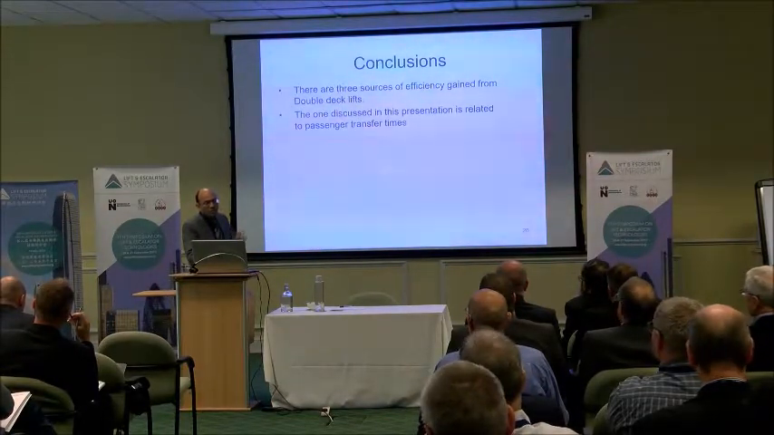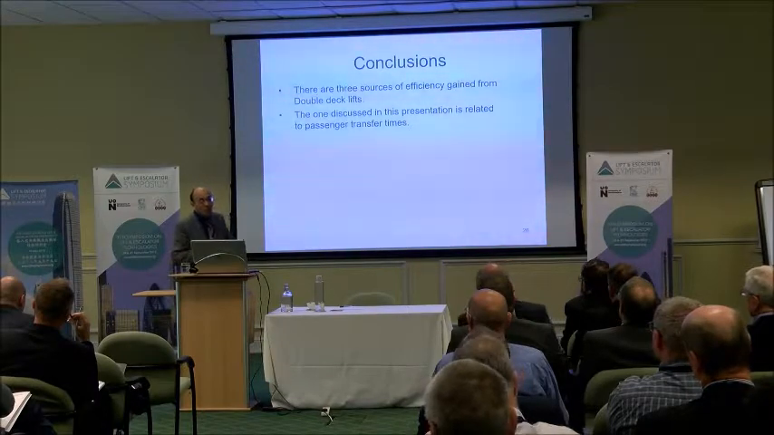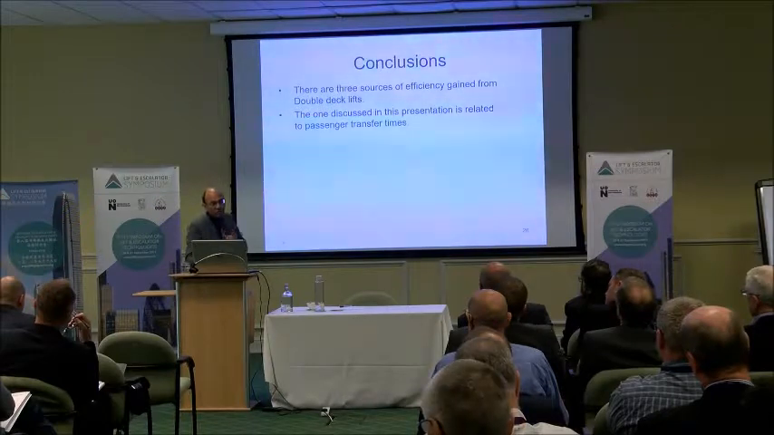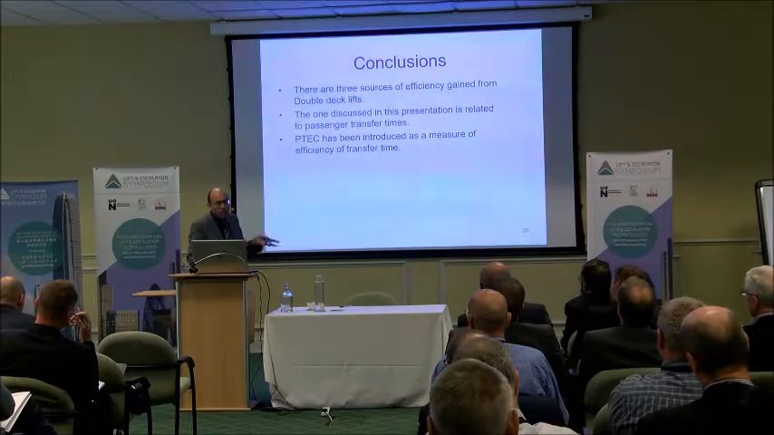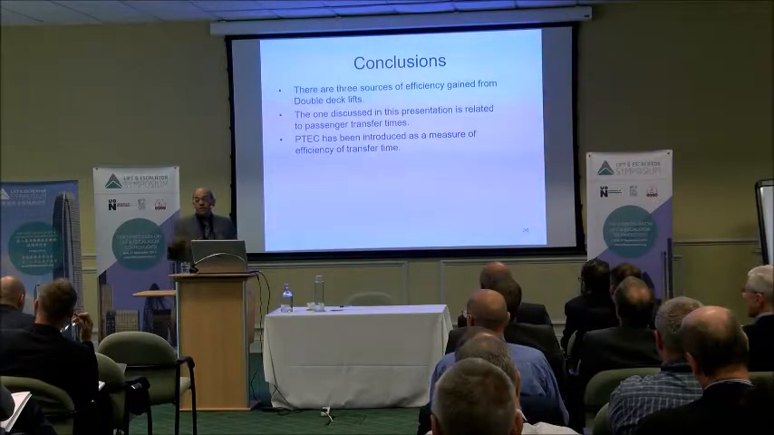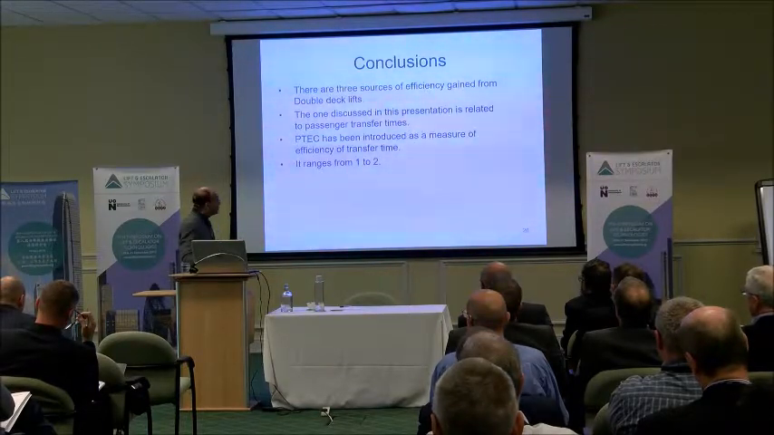So there are 3 sources of efficiency gained from double-deck lifts. One of the ones we've discussed in this is passenger transfer time. Not necessarily the most important one. The most important benefit from double-deckers is the reduction in core space. I've called it PTEC, and I've given a name to Richard's one, which is CSC, so you have now 2 different coefficients. CSC, coincidental stopping coefficient, PTEC, passenger transfer efficiency coefficient.